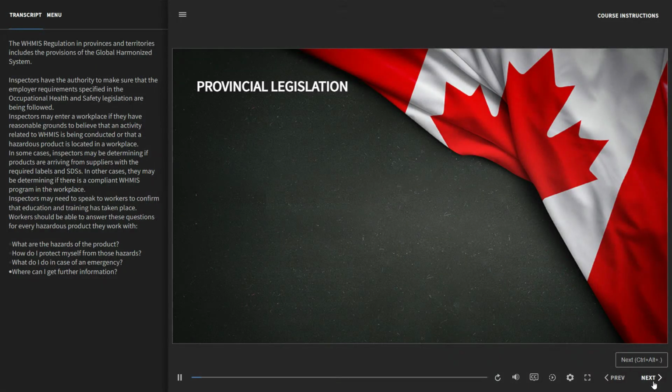The WHMIS regulation in provinces and territories includes the provisions of the Global Harmonized System. Inspectors have the authority to make sure that the employer requirements specified in the occupational health and safety legislation are being followed. Inspectors may enter a workplace if they have reasonable grounds to believe that an activity related to WHMIS is being conducted or that a hazardous product is located in a workplace.